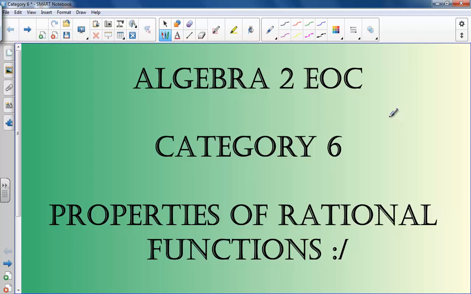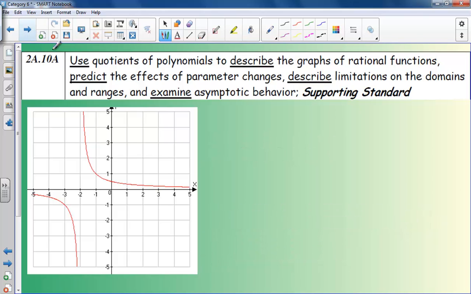Okay, let's talk about category 6. Woohoo! This is properties of rational functions. This is the section that we all loved so much. So let's get right into it. We're going to start with the basics. We're going to use quotients of polynomials.